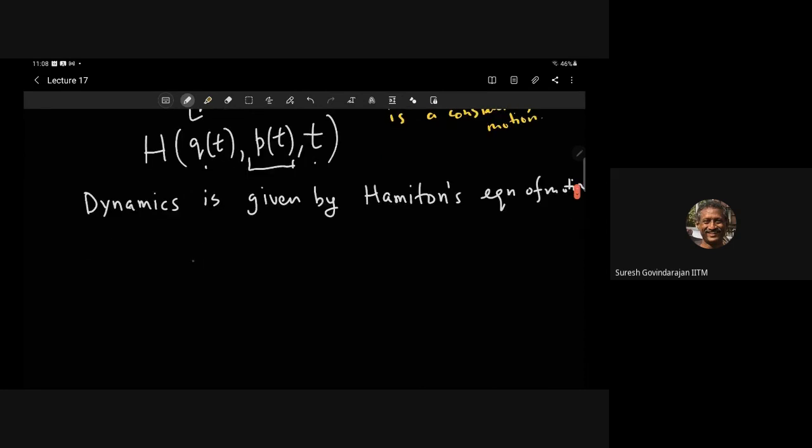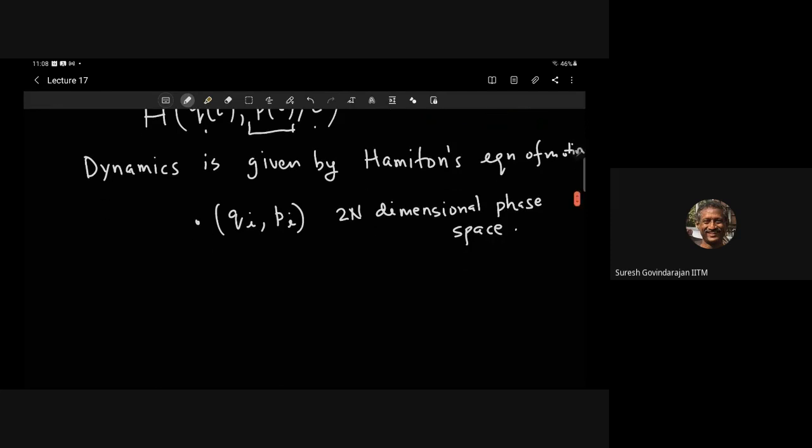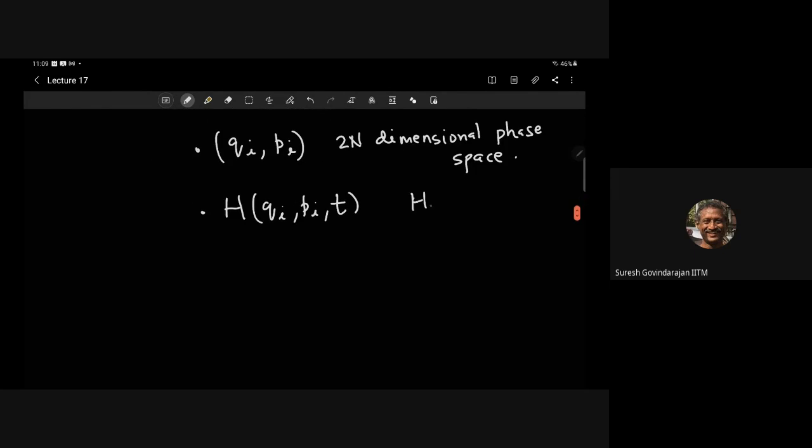First thing is, let's just define things. qi, pi is a point in 2n-dimensional phase space. And then we're given this function which does the time evolution, H of qi, pi, possibly time dependent. This is the Hamiltonian.